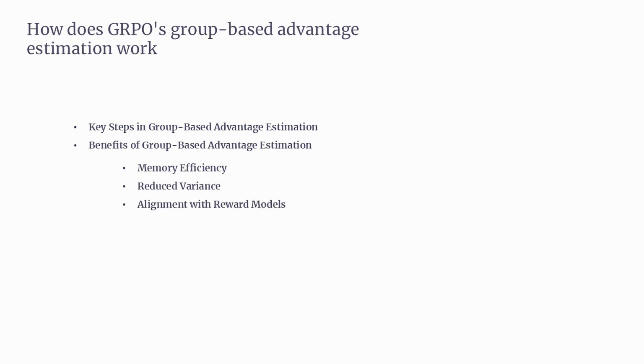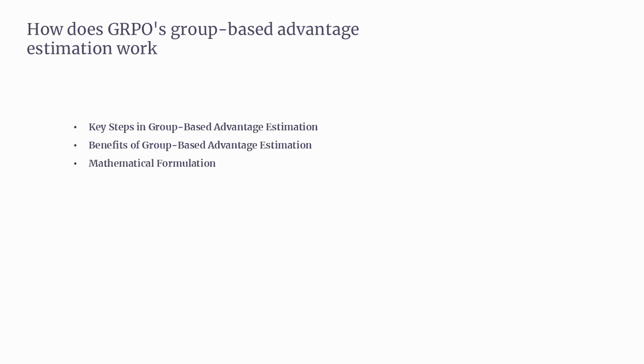3. Alignment with reward models. The group-based method fits well with reward models, which are often trained on datasets that compare different outputs for the same prompt. This makes the approach more aligned with how reward models are typically designed and helps maintain consistency in the learning process.